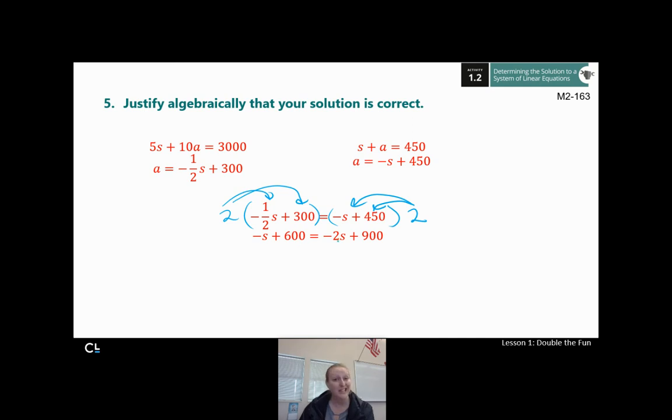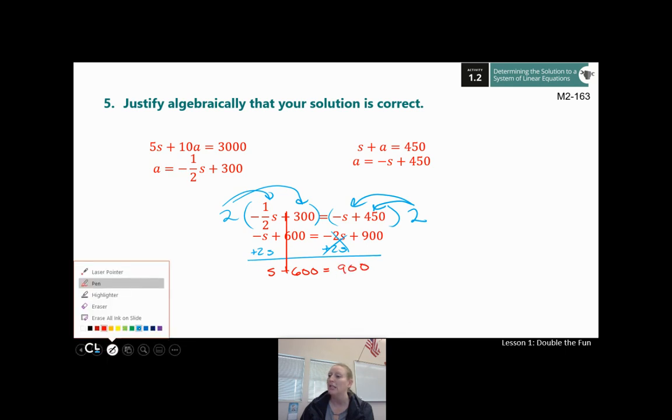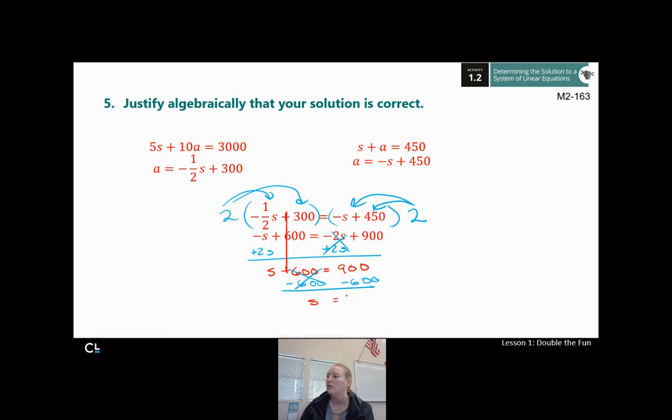I don't like having s's on both sides. That's no good. So I'm going to go ahead and add 2s to both sides. But of course, when I do that, 2s minus s is just 1s. So I have s plus 600 equals 900. I've got to get s alone. So I'll subtract 600 on both sides. And it looks like I get s equals 300.